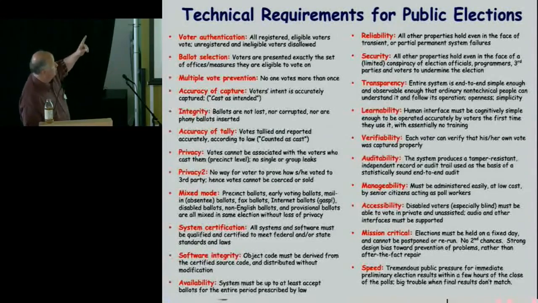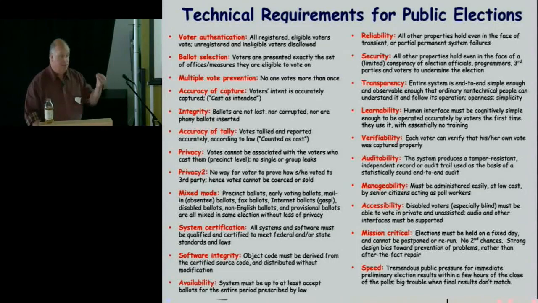First we have to be concerned with voter authentication, because all eligible voters should be allowed to vote, but people who are not eligible to vote should not be. Ballot selection means that voters have to get the correct ballot, that is to say, the things and people that they are allowed to vote for in their jurisdiction are shown on their ballot, and the things they're not allowed to vote for are not on their ballot. Of course, there is multiple vote prevention. You're not allowed to vote twice in any given election.